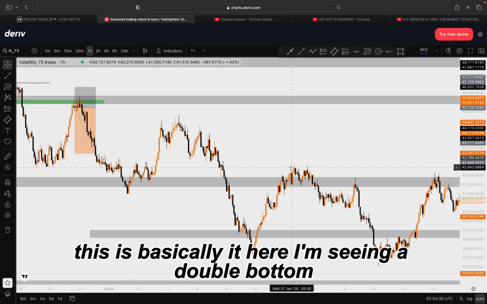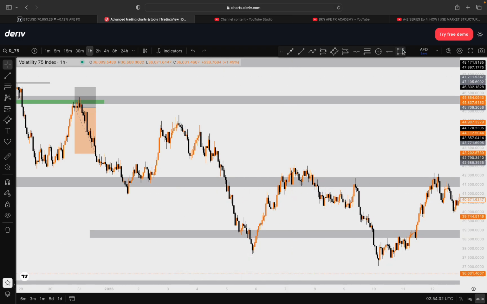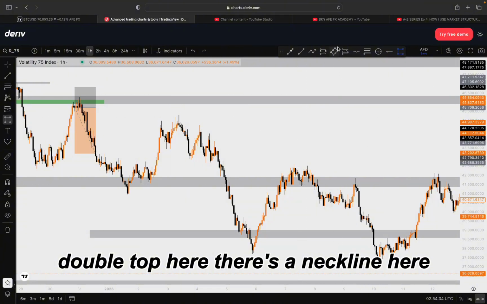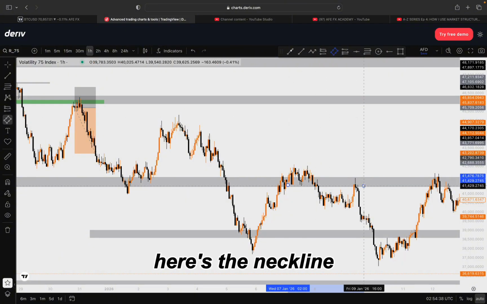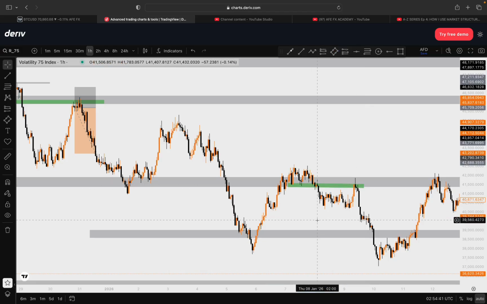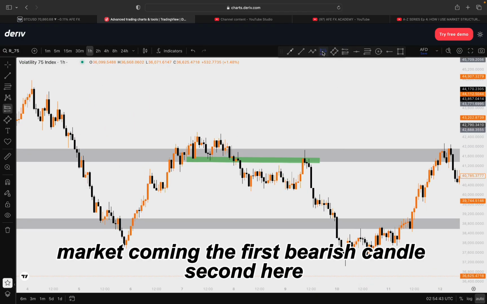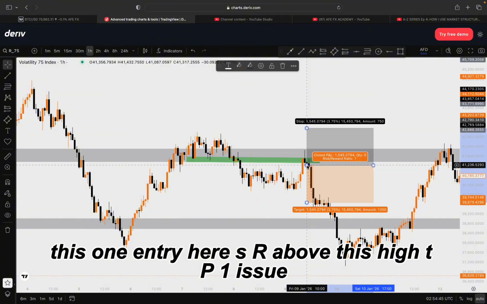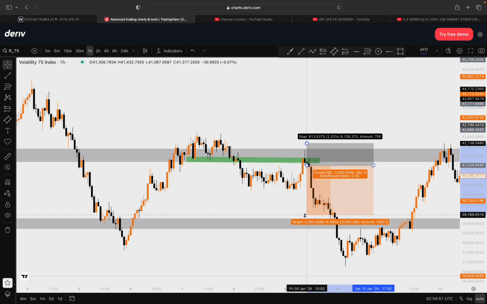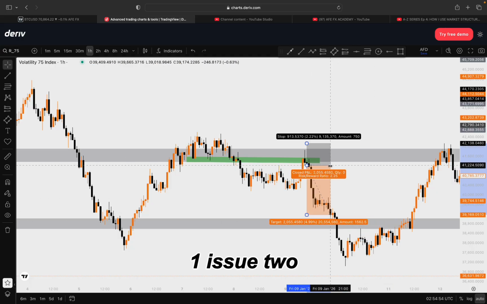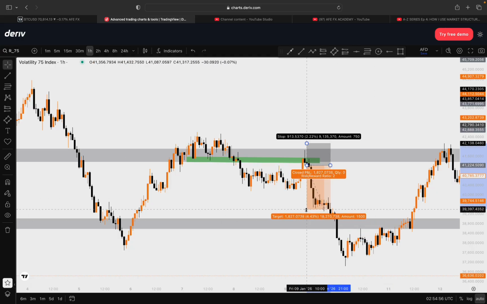Here I'm seeing the double top. Double top here. There's a neckline here. Here's the neckline. The market coming, the first bearish candle, second, yeah, this one is the entry here. SL above this high. TP 1:2.